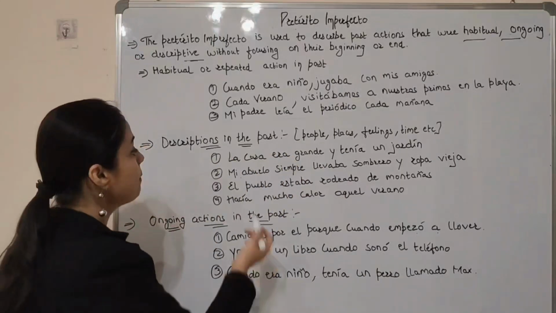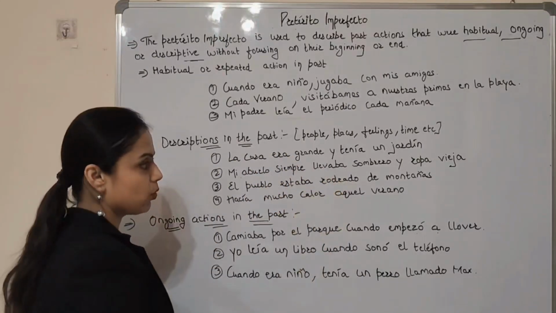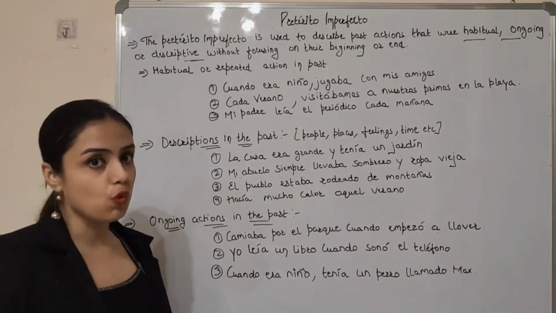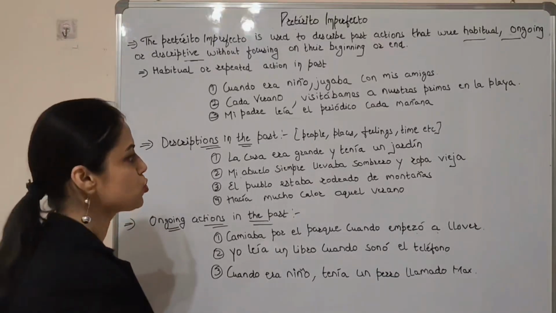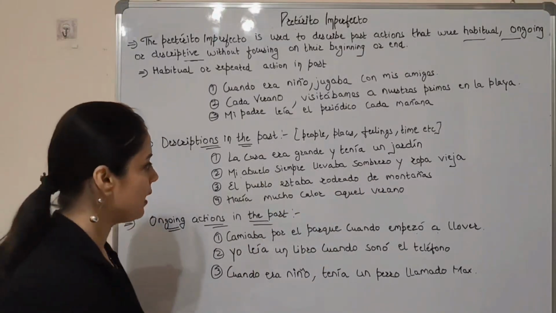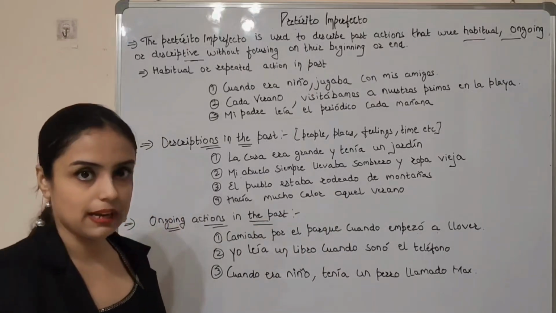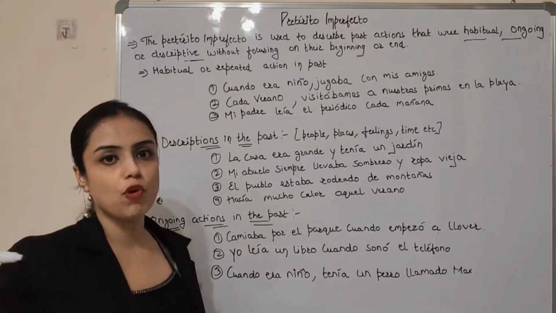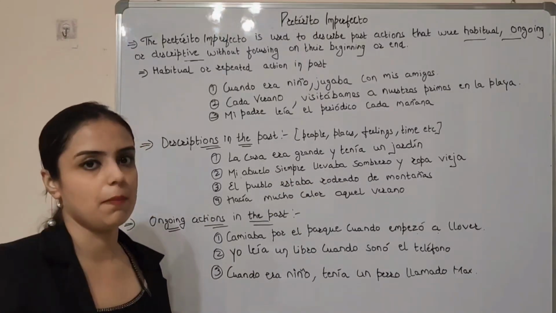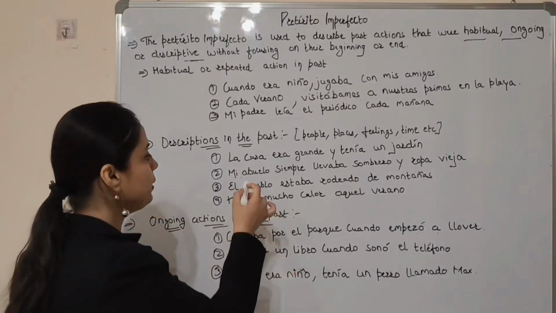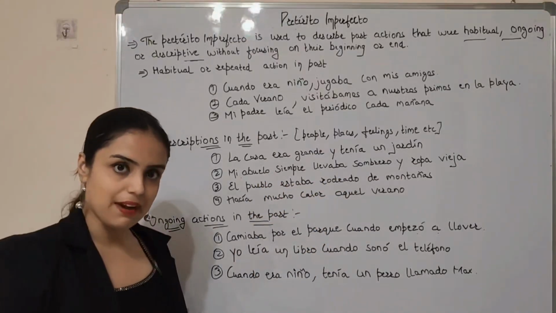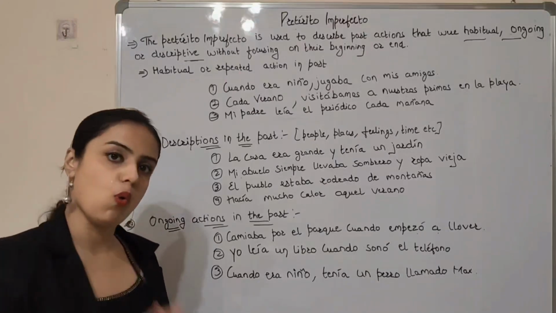Mi abuelo siempre llevaba sombrero y ropa vieja. Vale. My grandfather always wore a hat and old clothes. So sombrero means hat, ropa vieja means old clothes. Vale. So llevaba means wore. Since we are talking about past, so for llevar verb we are using this form of the verb. I'll explain you in my upcoming session the conjugation part. So, mi abuelo siempre llevaba sombrero y ropa vieja. My grandfather always wore a hat and old clothes.